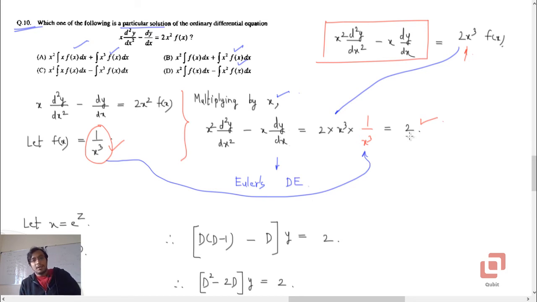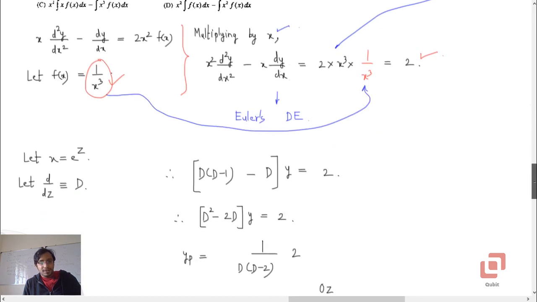Okay, which is a constant. Now let's bring in the standard substitution. So let us assume that x is e to the power z. So, well, the rest follows. So I've called d by dz as the operator D. So x squared d2y by dx squared will become D into D minus 1. x dy by dx will simply become D on y. This will operate on y and will give you 2.